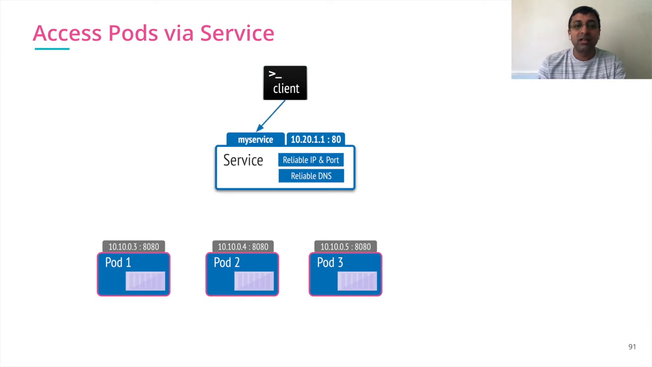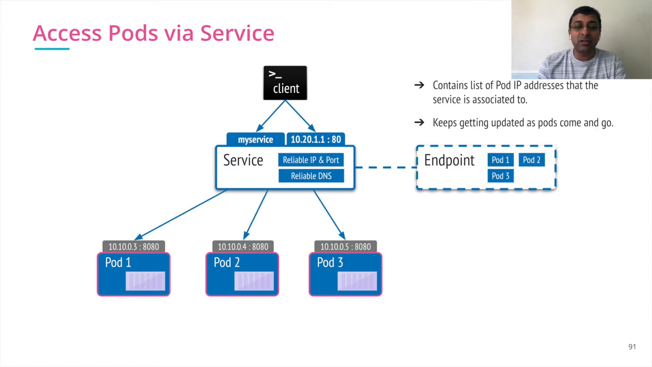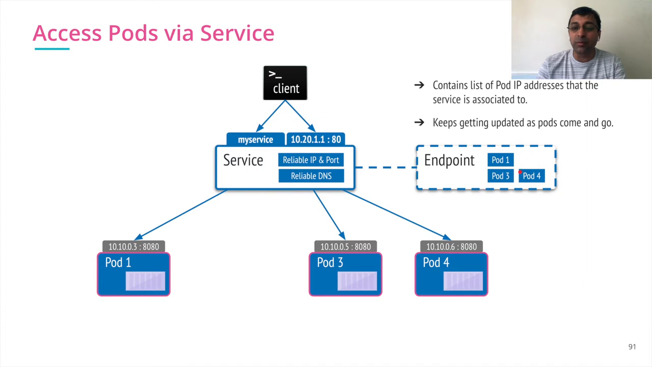A client connects to services either using the DNS name or the IP address. Both are fixed. Services internally create another object called an endpoint. So it is kind of visible, but created by the service. When the service connects to the pods using matching labels, all endpoints that the service is connected to are stored inside the endpoint object. So the endpoint object stores a list of all pod IP addresses that are associated with the service. Also, it keeps updating pod IPs as and when they come and go. So if I have a new pod coming up, then it will be added. If I have a pod going out, it will be removed from the endpoint. So the endpoint object is where you will see that the pods are added and removed as and when they come and go.